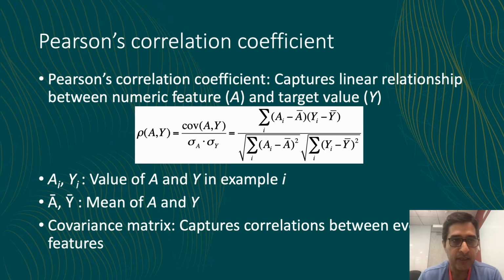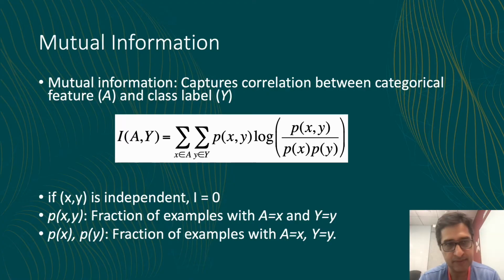Going a little deeper into these individual metrics, the Pearson's correlation coefficient is computed in this manner, as the slide shows you. Essentially, it tries to compute the linear relationship between any given numeric feature A and its target value Y. The covariance matrix essentially captures the correlation between the final variable and the individual features. On the other hand, the mutual information gives you the correlation between a categorical variable and the class label Y.